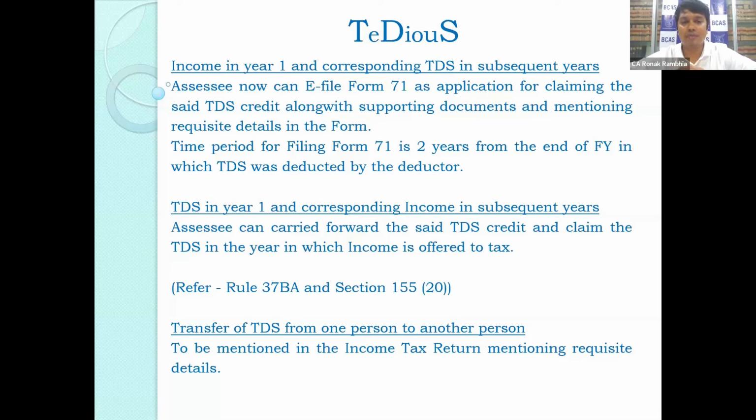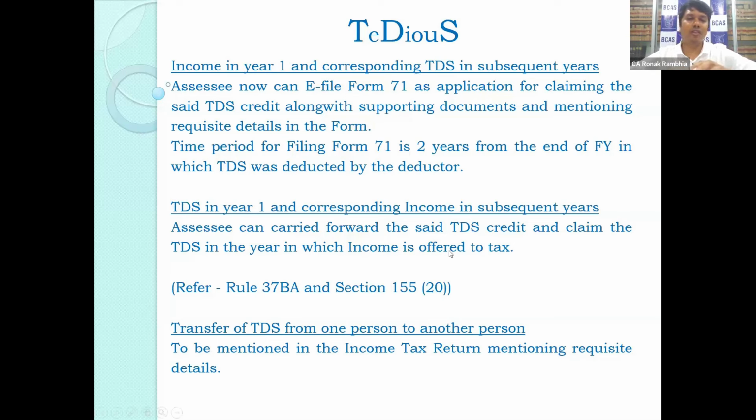For understanding these TDS provisions, you can refer to rule 37BA or section 155 subclause 20. Further, if you have TDS in one person but want to claim the same TDS in another person, as Akshar has also mentioned, you can now mention this detail in the income tax return itself, wherein it asks for the PAN and details of the person to whom you want to transfer this TDS, and the recipient person also has to mention the details of the person from whom this TDS has come.